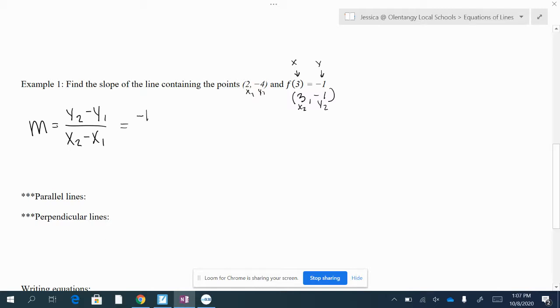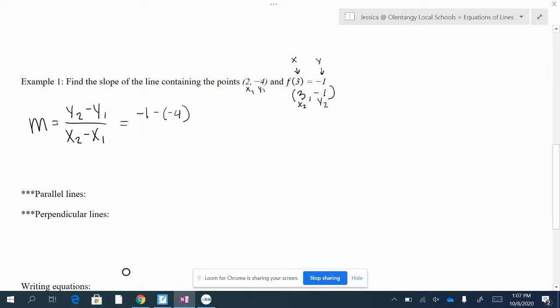So negative 1 minus negative 4. Don't forget you are subtracting a negative there, so you need the double negative. All over 3 minus 2. Okay, and then we're going to have, so negative 1 minus negative 4, that is going to be negative 1 plus 4, all over 1, or 3 over 1, which is a slope of 3.